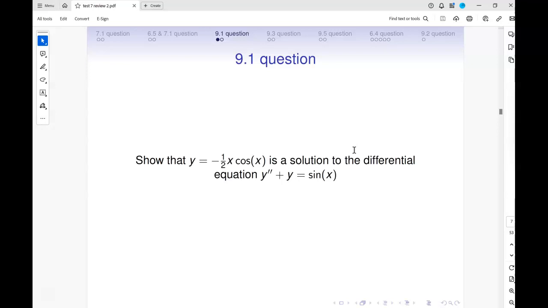This one says show that y equals negative 1/2 x times cosine x is a solution to the differential equation y double prime plus y equals sine x. How do we need to start this one? Got to find that second derivative, right? So that entails a product rule, correct? You should take the 1/2 out. You can ignore the negative 1/2 until after, and then just tack it back on to whatever you get from your product rule.